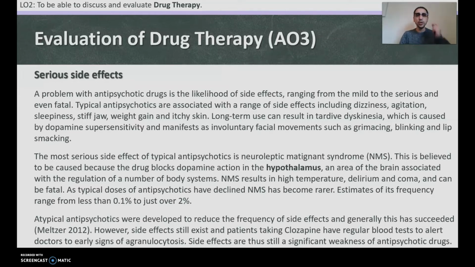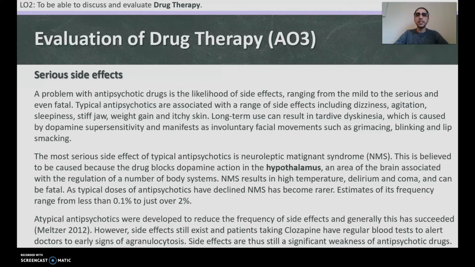As typical dosages of antipsychotics have declined, NMS has become rarer. Estimates of its frequency range from less than 0.1% to just over 2%. So it's quite a rare thing to come about now. Atypical antipsychotics were developed to reduce the frequency of side effects, and generally this has succeeded.